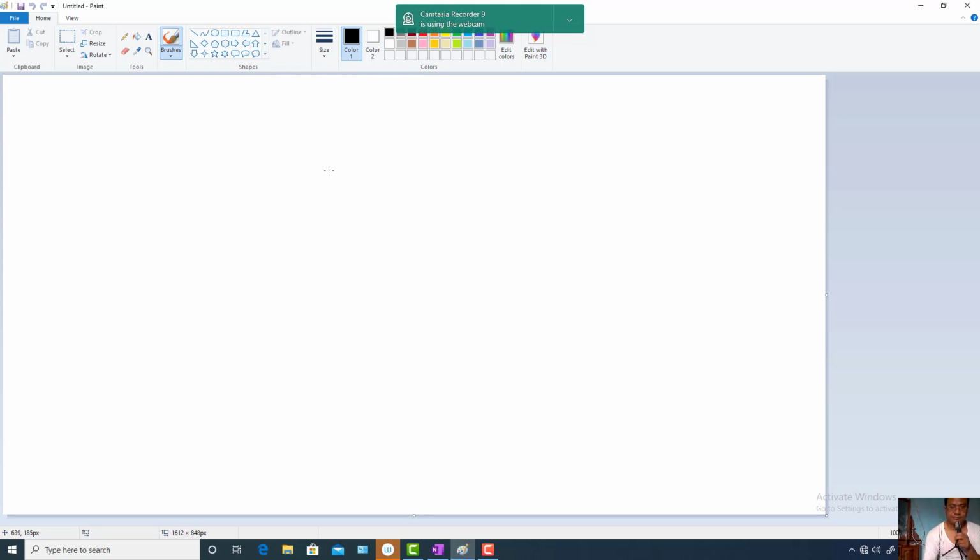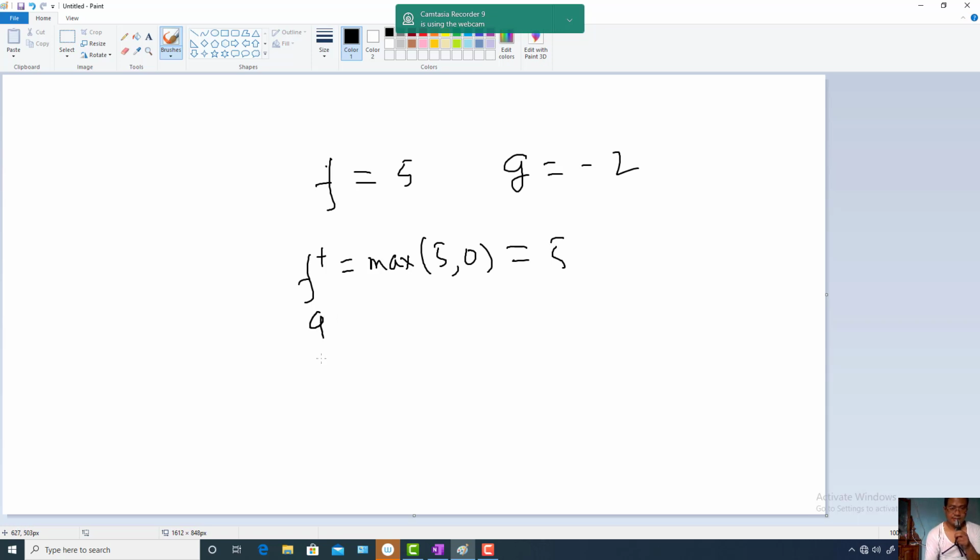Suppose f is equal to 5 and g is equal to minus 2. Then what is f positive? F positive is equal to the maximum of 5 and 0, which is equal to 5. What about g positive? G positive is equal to the maximum of minus 2 and 0, which is equal to 0.